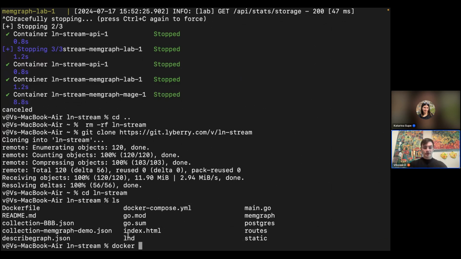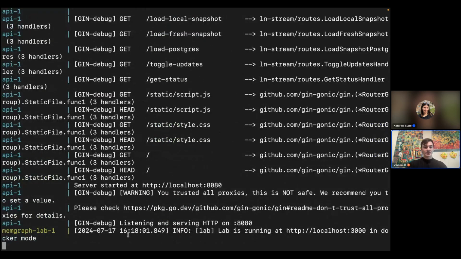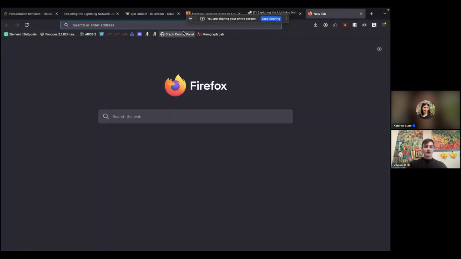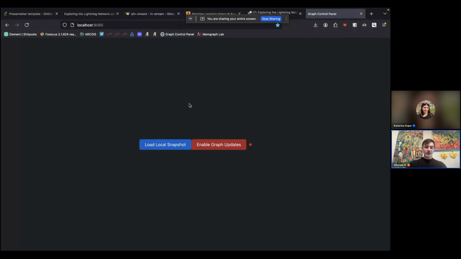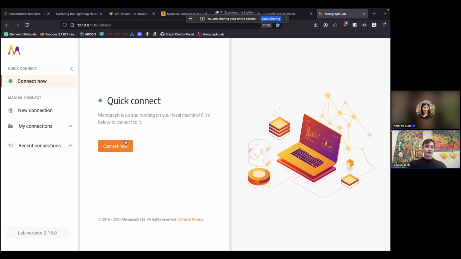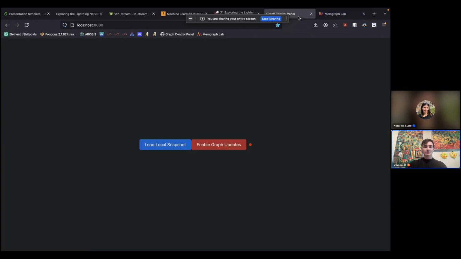So in order to start it, just docker compose up. It'll have to download the images for you, so that part might take a little bit longer on your own computer, but we can see we have something running at port 8080 and then port 3000. At 8080 we have this graph control panel, and at 3000 we have Memgraph. And it'll see that you're running the database locally, so it'll just have it set up for you. So yeah, just connect to it.